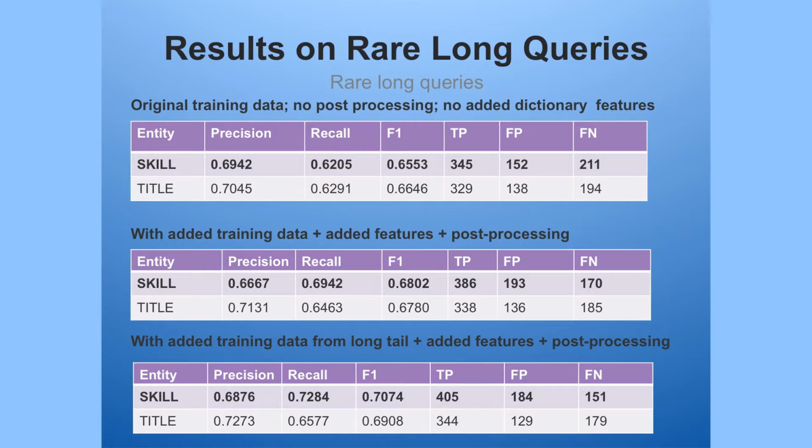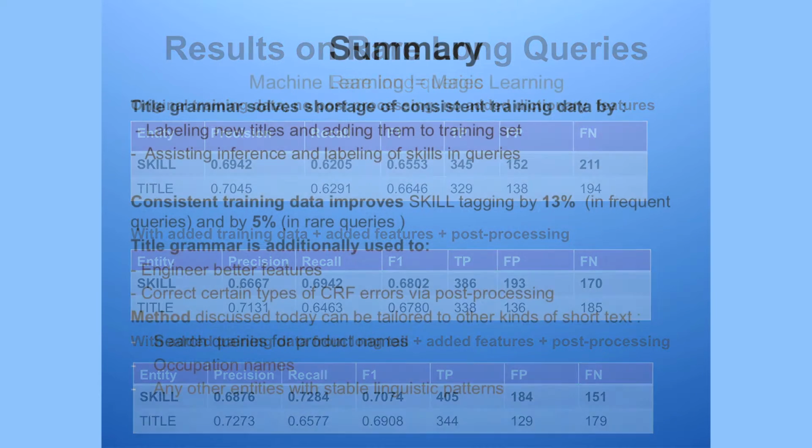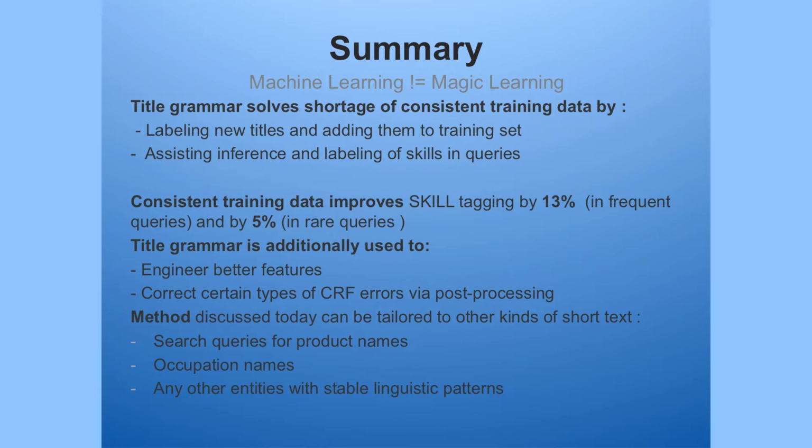So anytime we have a query longer than 4 words, it could be a bunch of things squeezed together. With the original training data and no post-processing, it was at 65 because most of our original training data was actually from long queries. But with added training data and added features, it went up by 3%. And with added training data from the long tail, that went up to 70. So it was actually an improvement, but a much harder thing to do because we didn't have just the right kind of data to add to it. But still more than the initial.